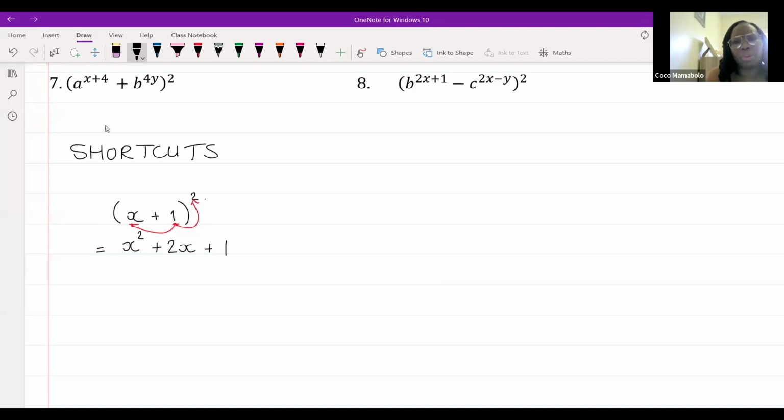I want us to do another one. All right. If I put in brackets x plus 3 all squared, here's what I'm going to do. I'm going to square my first number. So I'm going to get x squared. At the end, I'm going to square my last number. So I'm going to get plus 9. And then I'm going to go x times 3, which will give me 3x, times 2, which will give me plus 6x. And we're going to get 6x in the middle.